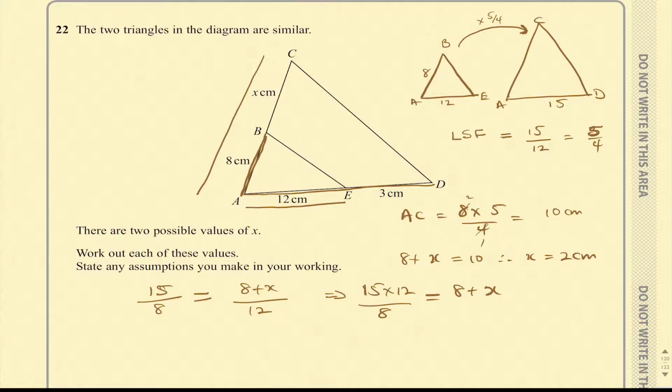But how many 4s go here? 3. How many 4s go here? 2. How many 2s go in 15? 7.5. So I get 7.5 times 3. So 3 times 5 is 15, carry 1. 3 times 7 is 21, plus 1, 22.5.